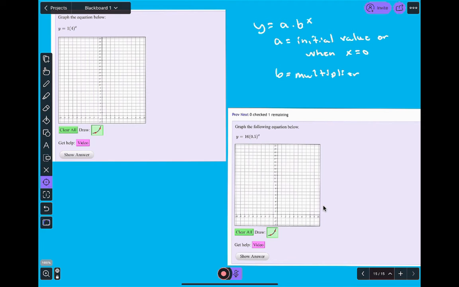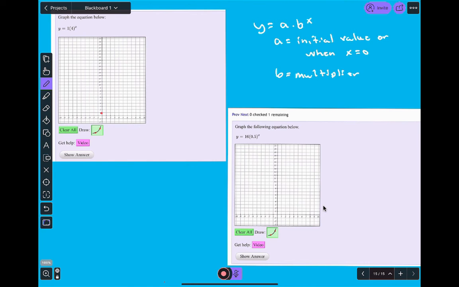So all I do for this, guys, is just plot a point on the initial value at 0. So I go to 0, 1 for this problem, because my initial value is 1. So I'm going to put a point right there on 1. And then I'm going to put a point on the next one. I'm going to multiply 1 by 4. Well, 1 times 4 is 4.